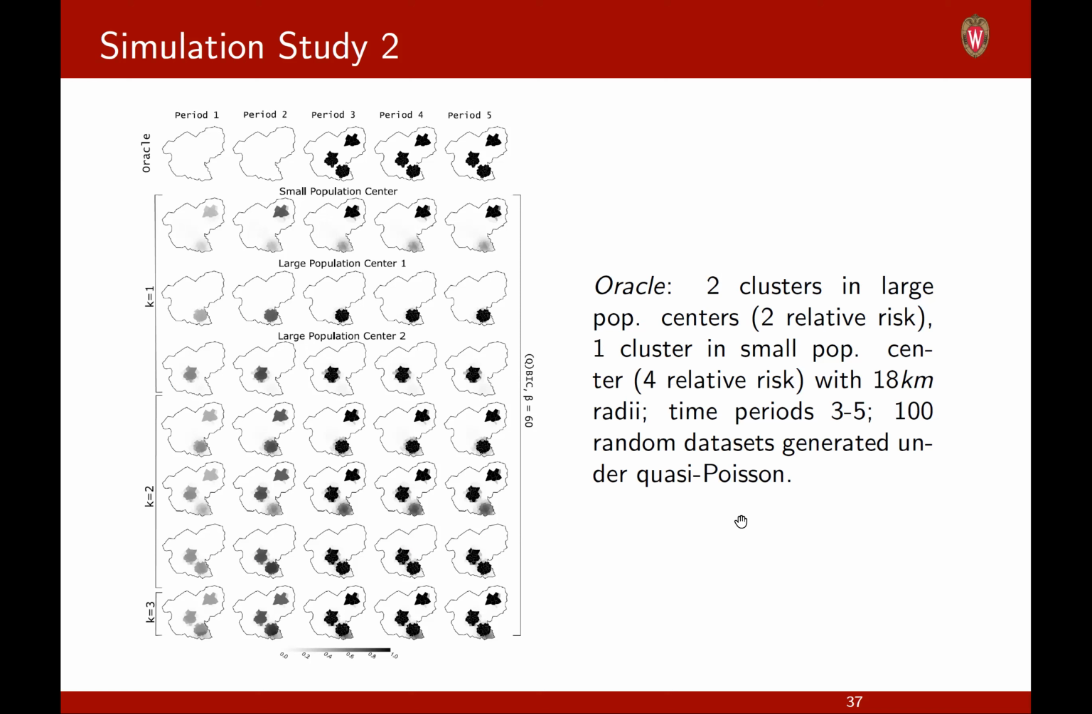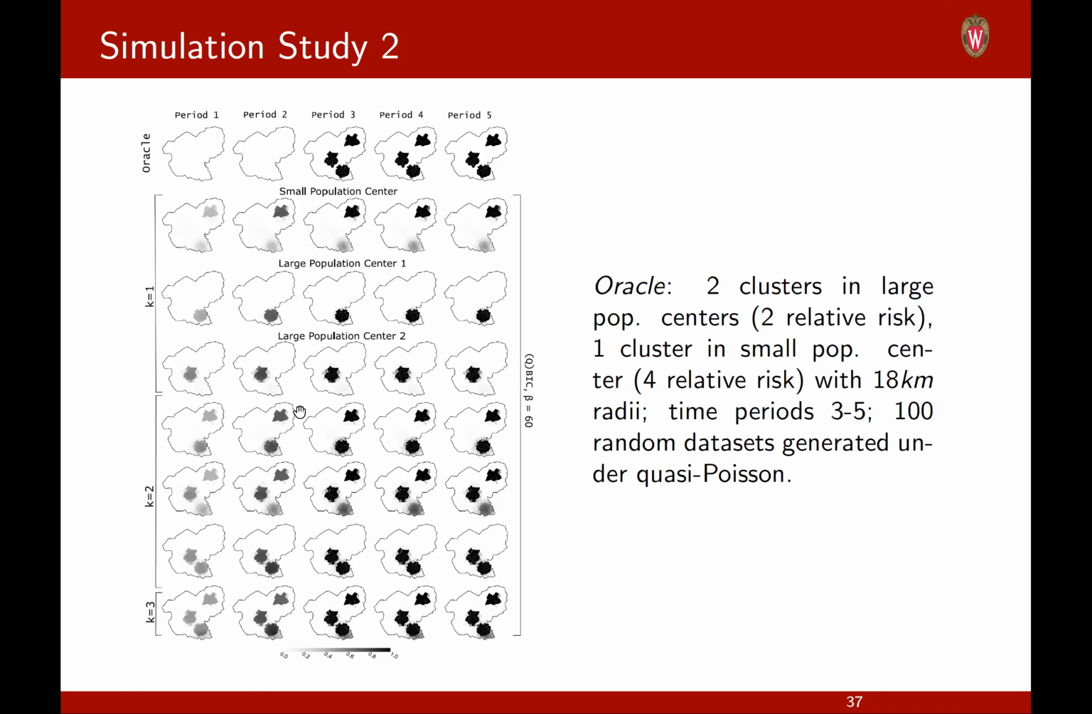So to explore this, we developed another simulation study where we look at detection across multiple clusters. Here we put 2 clusters in a large population center with a relative risk of 2, and 1 cluster in a small population center with a relative risk of 4, all with radii of 18 kilometers, time periods 3 through 5. And we generate 100 random data sets under quasi-Poisson.